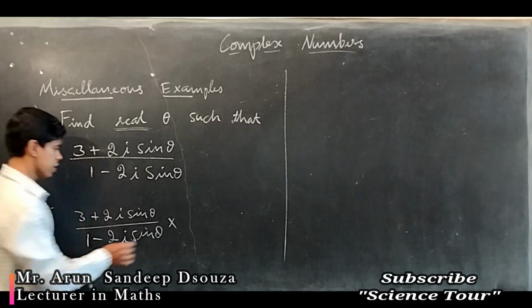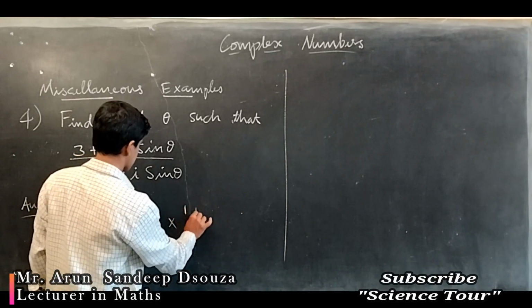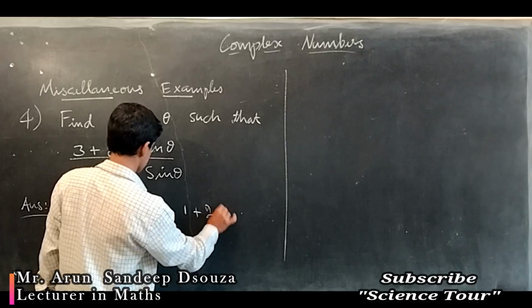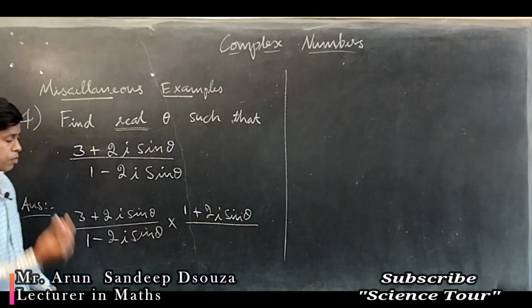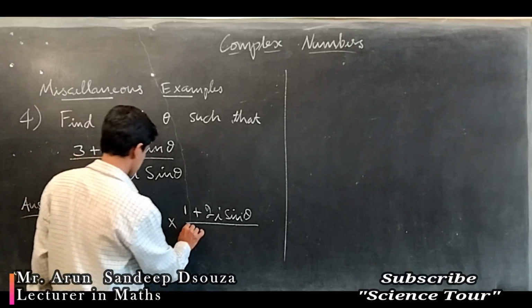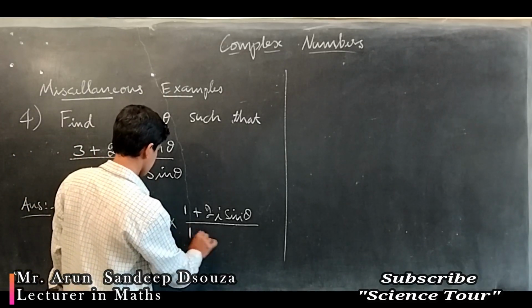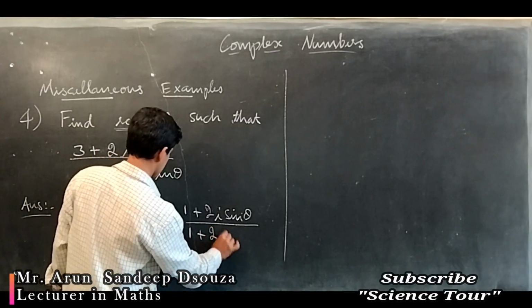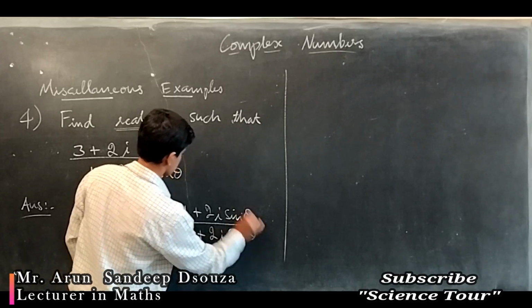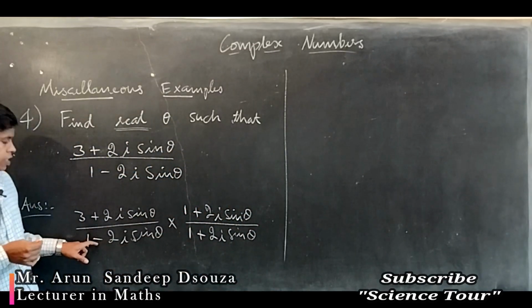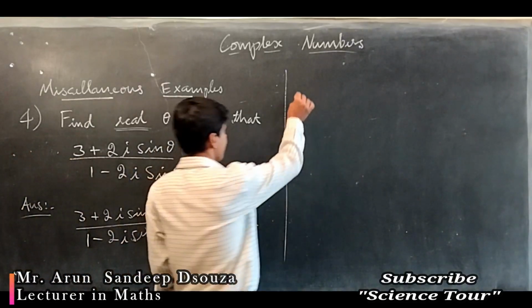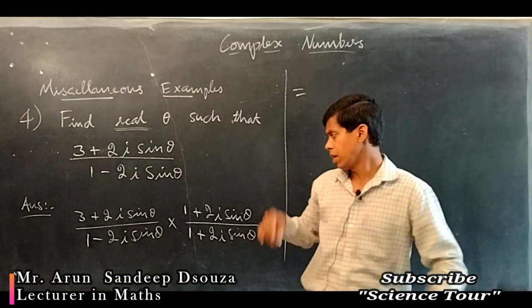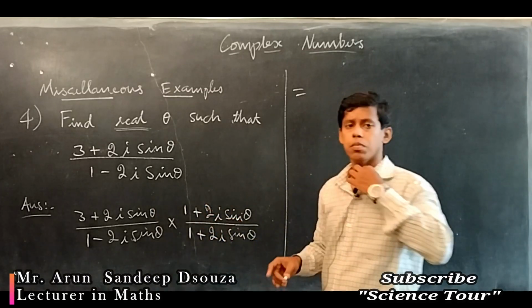So what is the conjugate? 1 plus 2i sin theta divided by 1 plus 2i sin theta. So multiply and divide by the conjugate. Minus, and the imaginary part is the one with i. Okay, next multiply. So numerator, multiply.